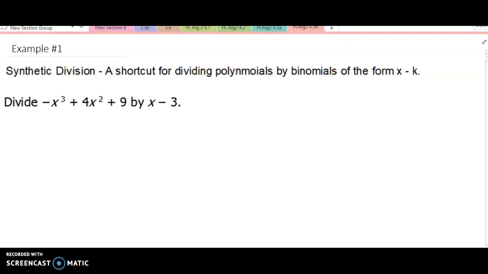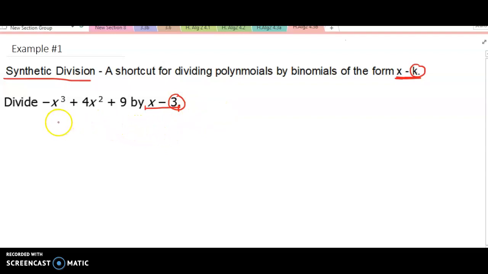As we see here, we're going to call this synthetic division, and it only works when we're dividing by polynomials in the form of x minus k. In other words, if we're dividing by x squared plus 3x or whatever, we could not use it. But because we're only dividing by x minus 3, we can. Notice my k value here is positive 3 because this is x minus k, so we want this to be a negative. So my k value here is 3.